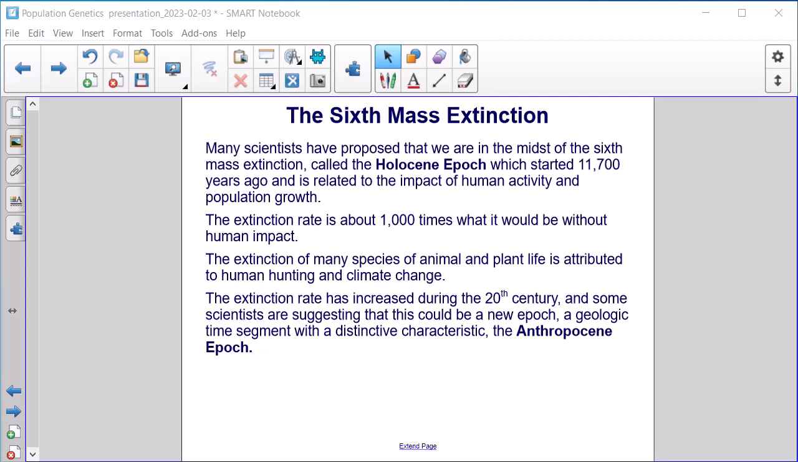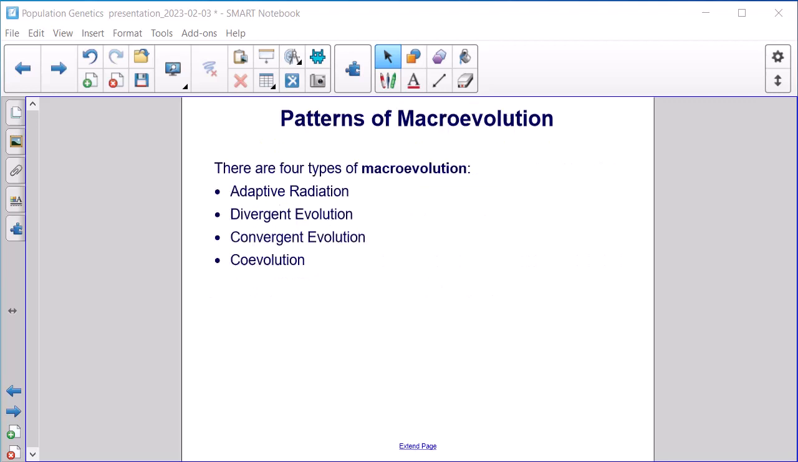The extinction rate has increased during the 20th century, and some scientists are suggesting that this could be a new epoch, a geologic time segment with a distinctive characteristic, the Anthropocene epoch.